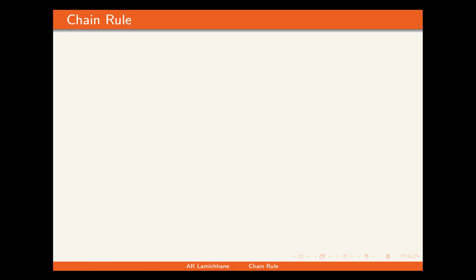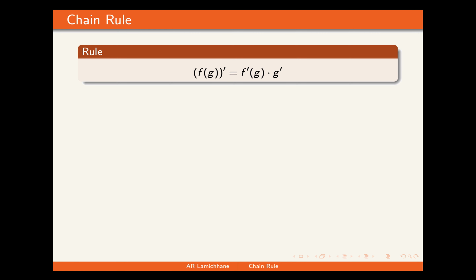What is the chain rule? If you have a composition of two functions, let's say f of g, and if you are interested in finding the derivative of that composite function f of g, then the derivative of that by using the chain rule will be: find the derivative of f, evaluate that derivative at g.